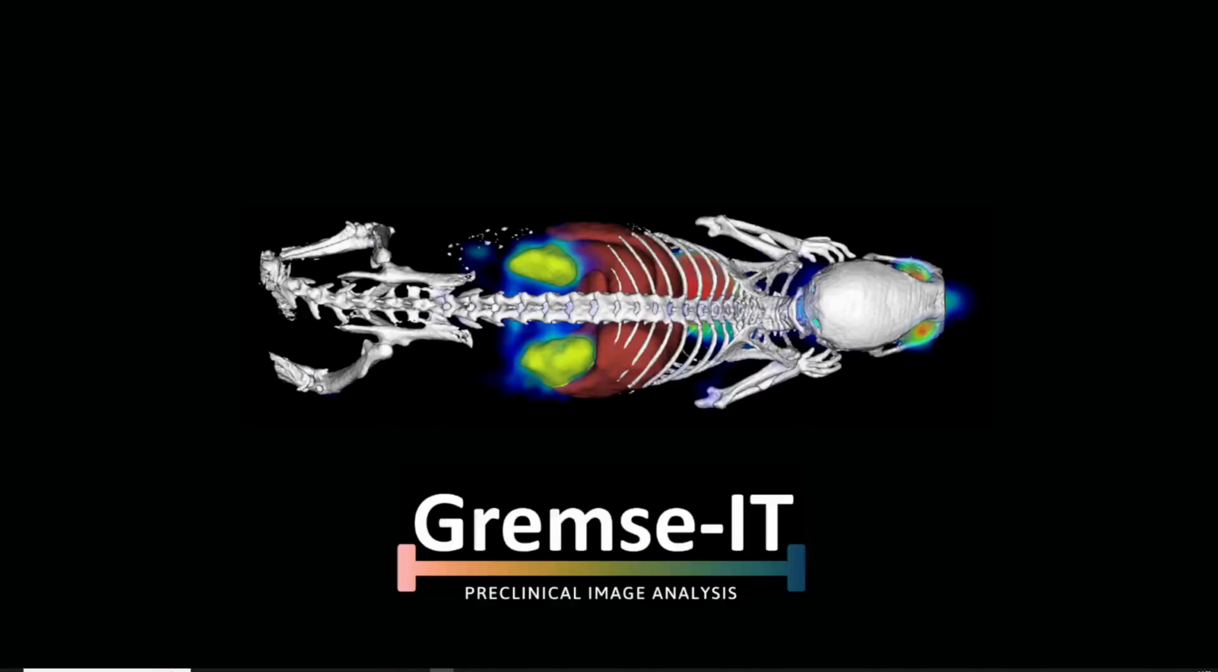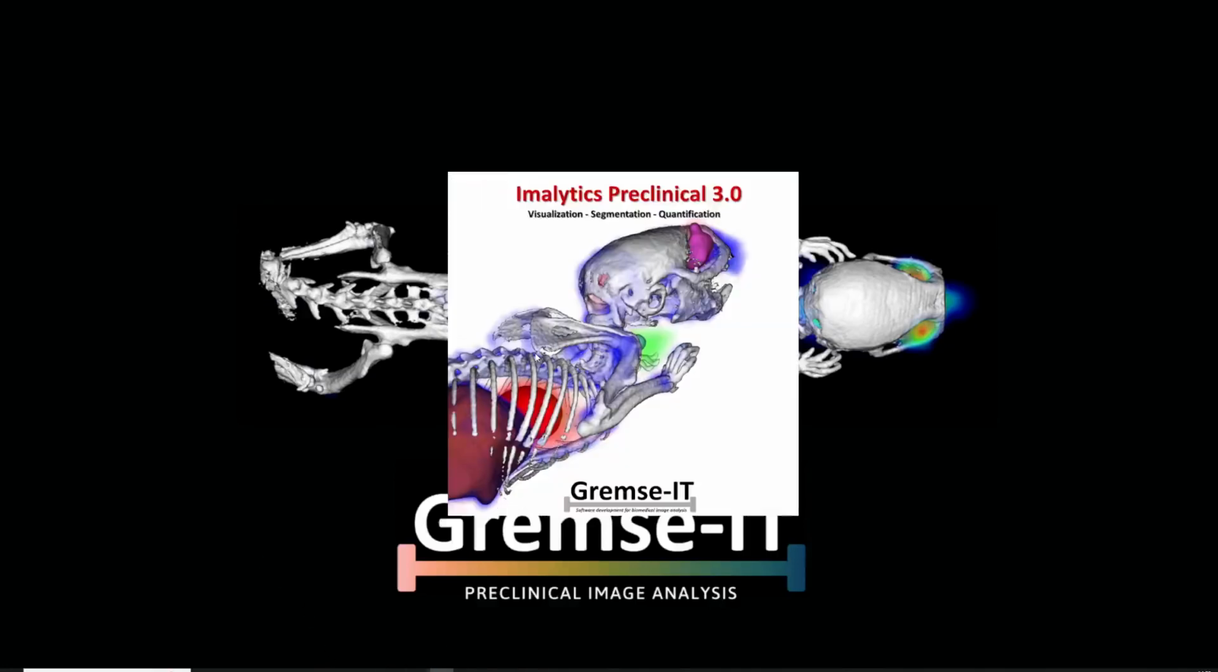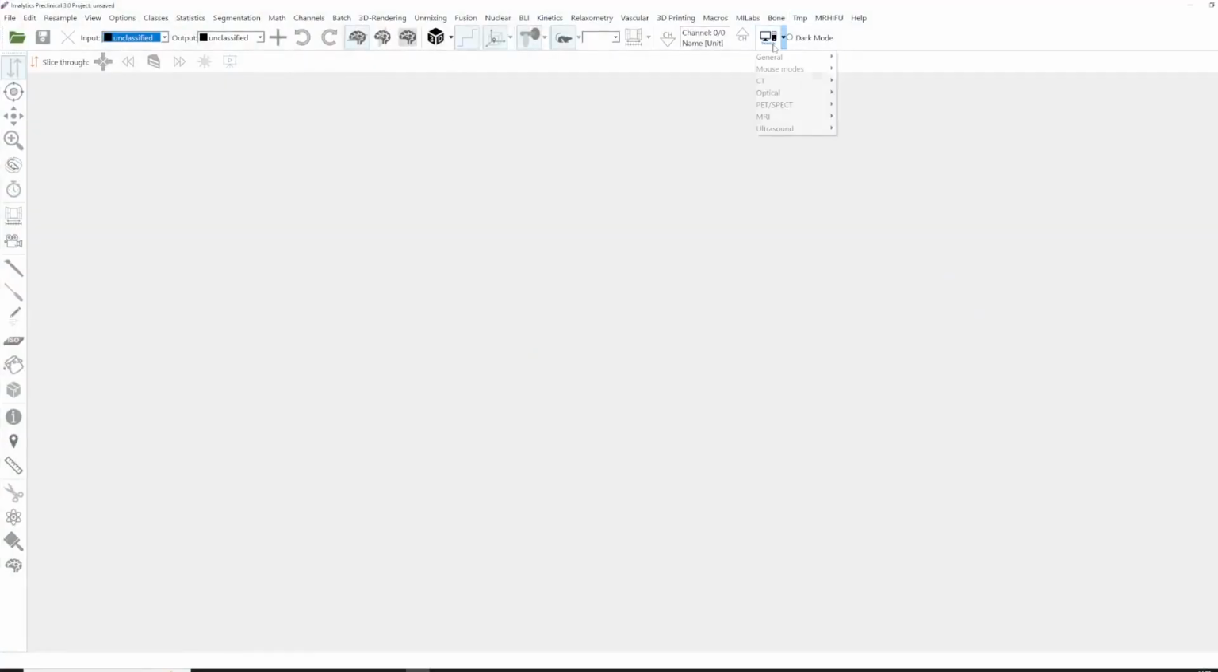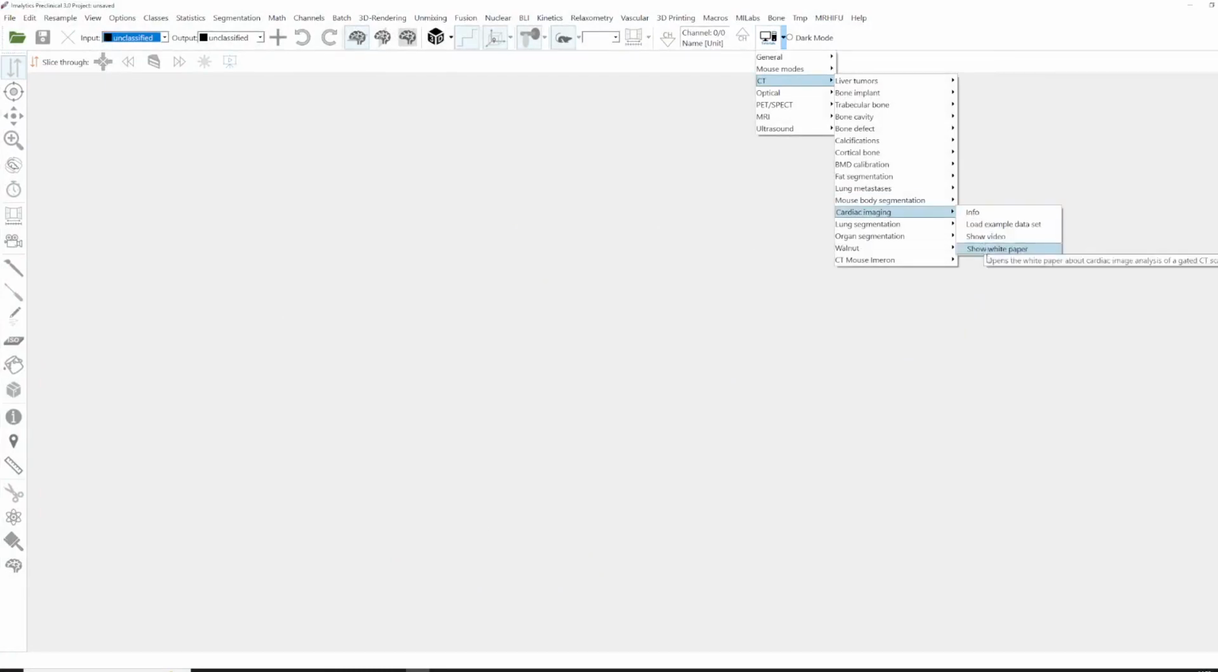Today I will show you how to analyze cardiac image data with the Imalytics Preclinical software. Let me open the software first. You can find an example dataset under Tutorial, CT, Cardiac Imaging, Load Example Dataset. And there you can also show this video and open a white paper.